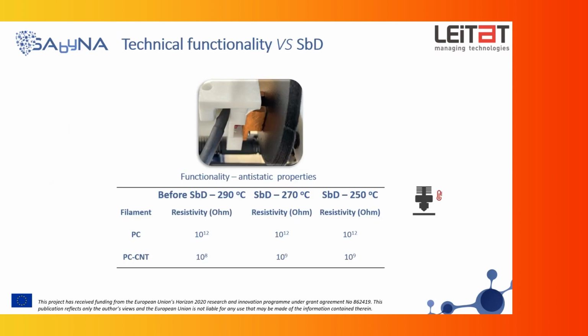And what about the functionality? Because we might be changing the process parameters as we like in order to reduce emissions. However, the most important thing is that our final nano-enabled product will be functional as well. So we have measured the resistivity in order to define the antistatic properties. And here we also have, as a comparison, the conventional polymer.